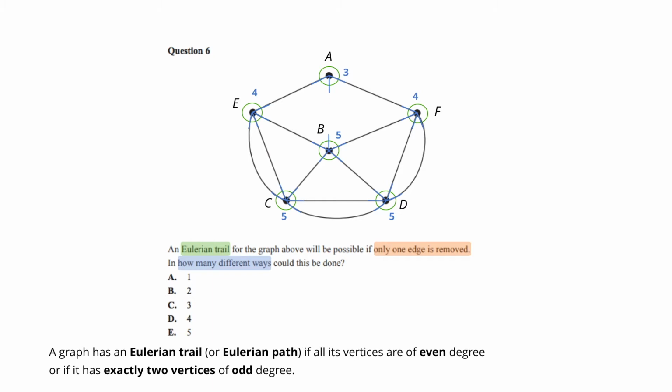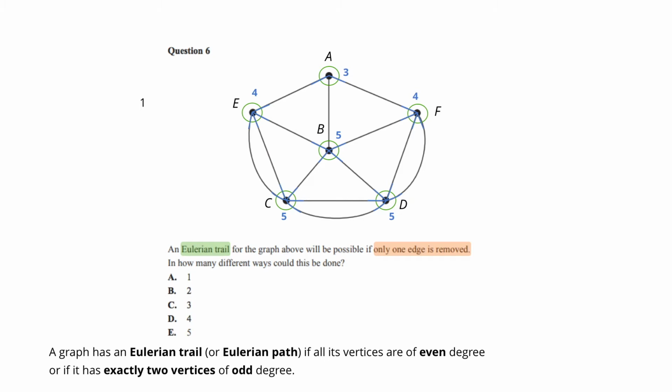Let's start by removing the edge AB. This makes vertex A of degree 2 and vertex B of degree 4. So now we have exactly 2 vertices of odd degree, C and D. So this is the first way of making an Eulerian trail possible in this graph.